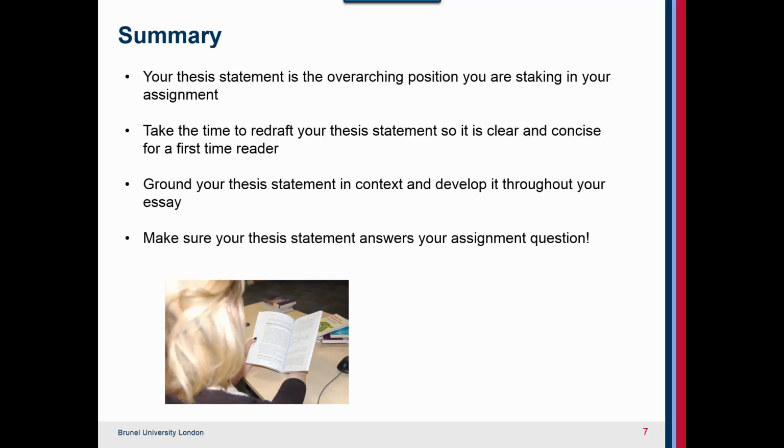Take the time to redraft your thesis statement so that it's clear and concise for a first-time reader. Ground your thesis statement in context and develop it throughout your essay. And always make sure that your thesis statement is relevant and answers your assignment question directly.